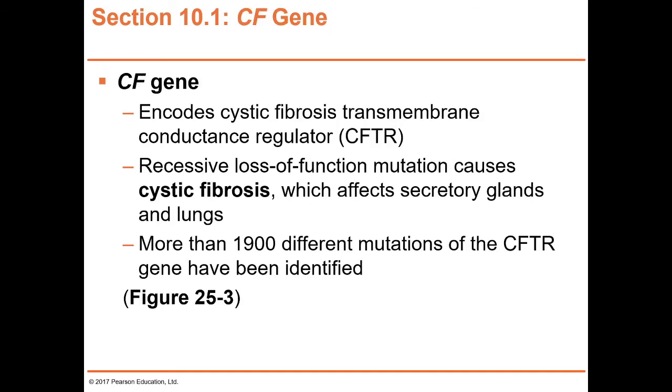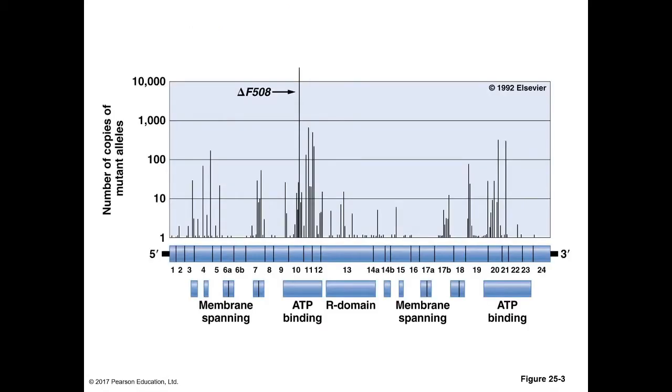Now in humans, the CF gene. It encodes the cystic fibrosis transmembrane conductance regulator, which is CFTR. A recessive loss-of-function mutation causes cystic fibrosis, which affects secretory glands and lungs. More than 1,900 different mutations of the CFTR gene have been identified. So these are all of the mutations that can happen along this long sequence of genes.